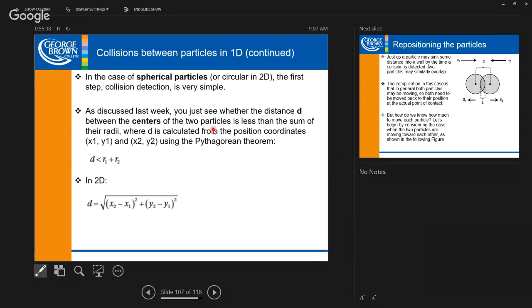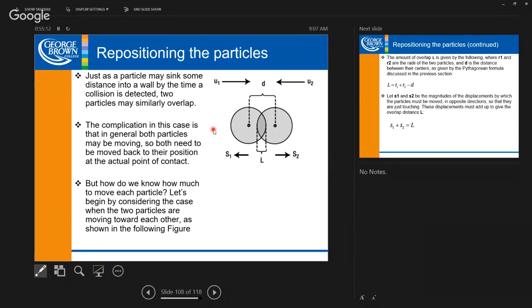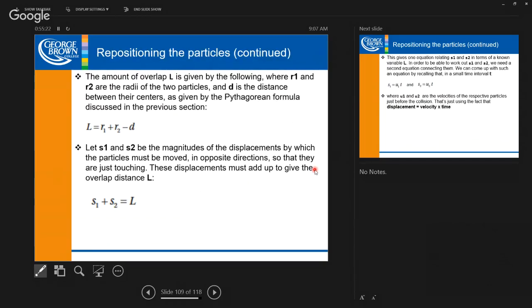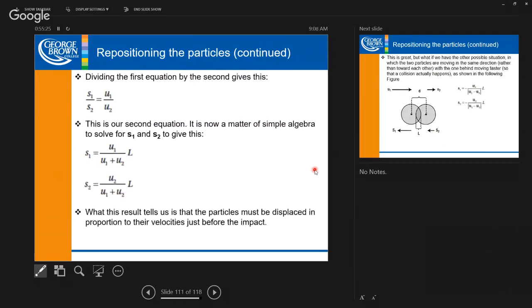I've given you some examples here of how to use it with spherical particles, and the idea that these two particles collide again. You want to separate them and then go in opposite directions, depending on the mass of the particles. Similar stuff to what we've talked about before, okay?